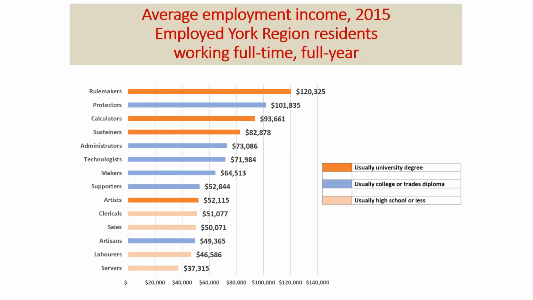You'll also see that a job like artist, which typically requires a university degree, is actually lower than most of the other college level jobs that are listed on this chart: administrators, technologists, makers, supporters. Among the four large categories, like we said before, are laborers and servers. And you can see they're at the bottom of the list, with significantly lower salaries.